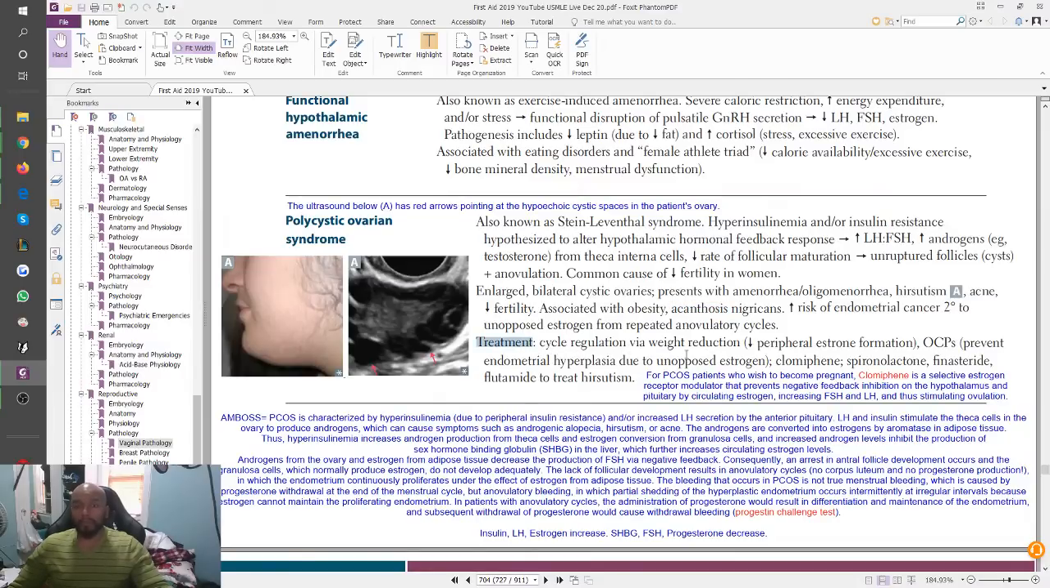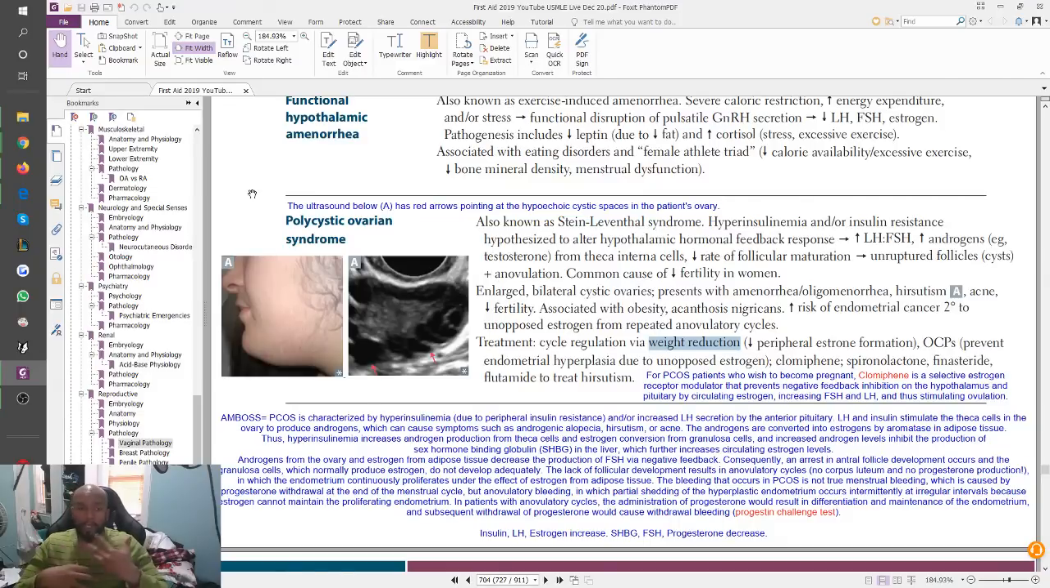Cycle regulation via weight reduction. Probably the hardest part for most patients, right? It's not easy to get someone to lose weight. And really, there's no universal motivation that can get someone to just lose weight.